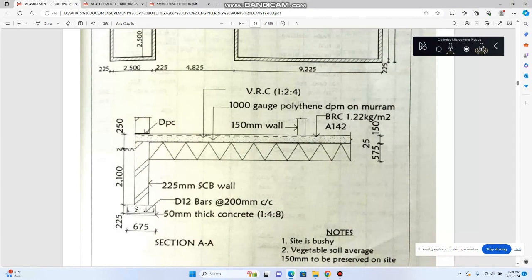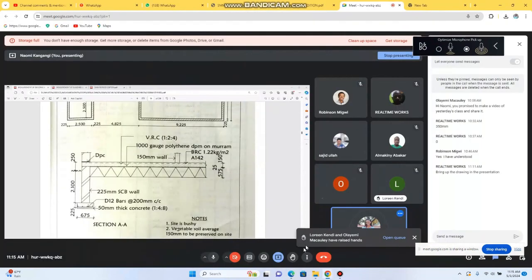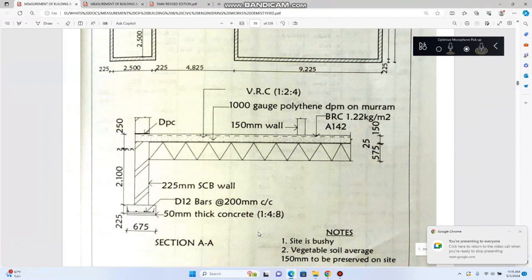How do we get the length of the foundation spread? Someone to try? Yes, Lauren, we are waiting. Okay, you get it by multiplying by 2, the length side and the width side.